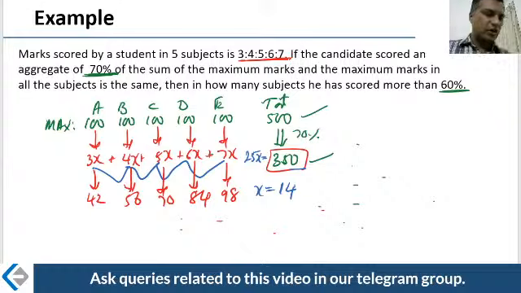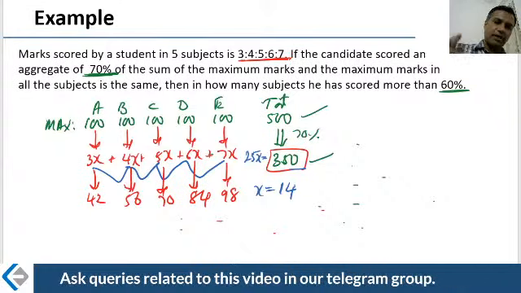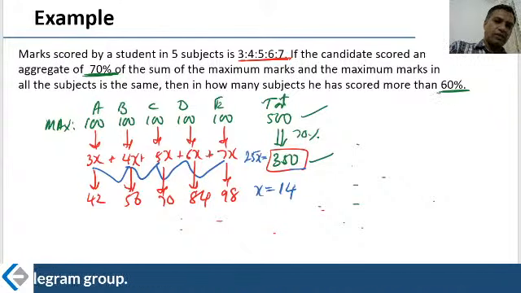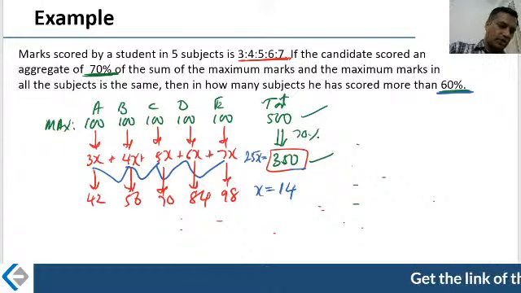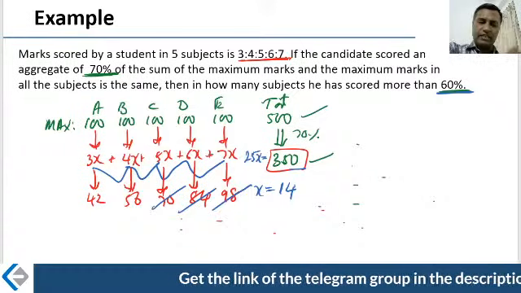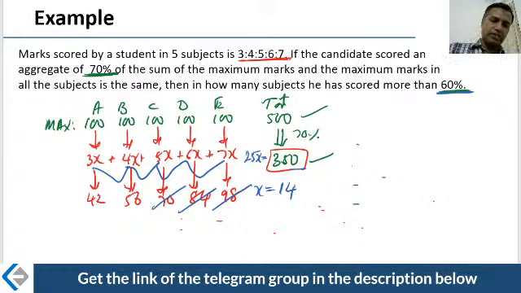Now these are the marks he got out of 100 because the papers were 100 marks. Now the question is, in how many subjects did he get more than 60%? Well, 1, 2 and 3. In 3 subjects he got more than 60%. Great. All right, now keep this approach.